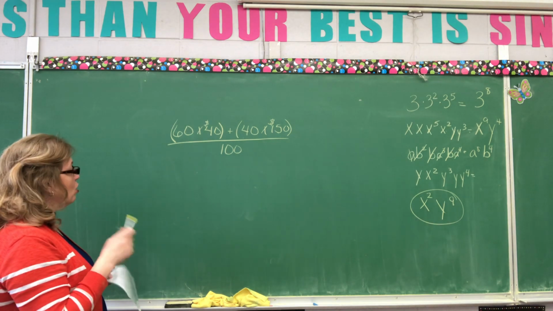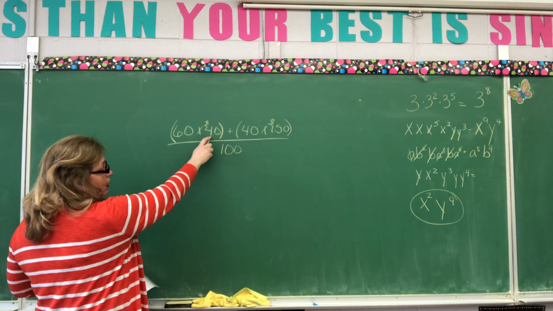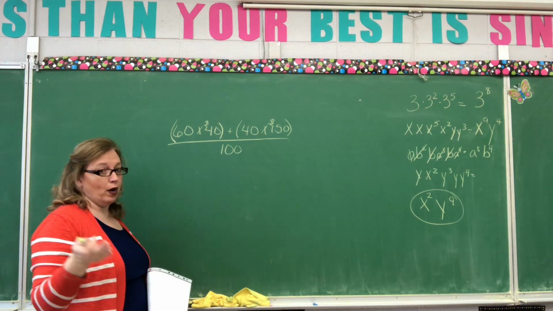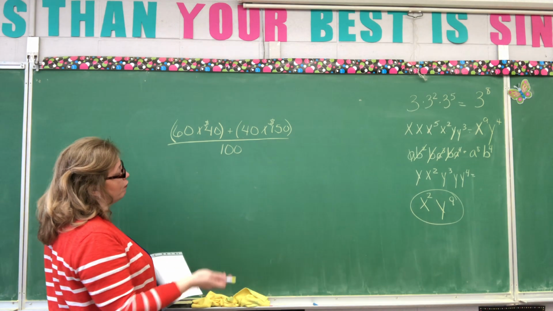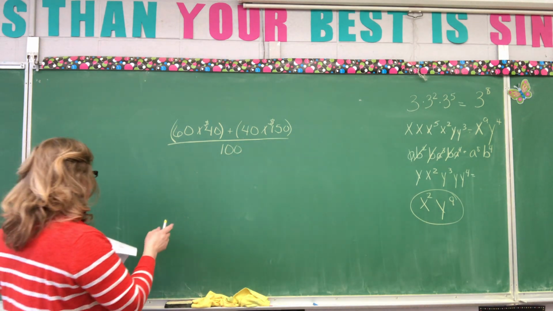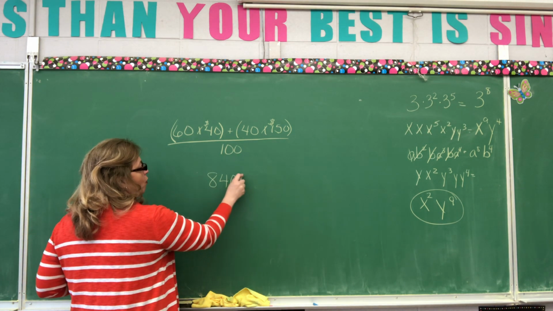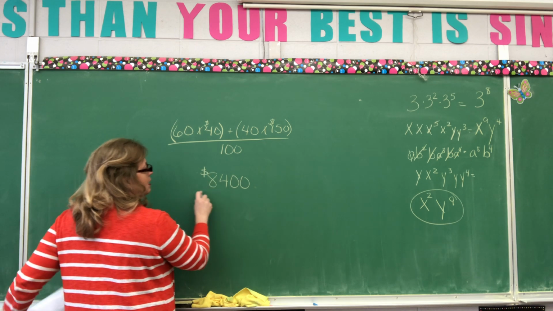Now, let's solve this. If we say 60 times 40, we're going to get 6 times 4 is 24, so we're going to have 2,400, plus we're going to have 150 times 40. We're going to add those together. We're going to get 8,400. That's how much money he spent.